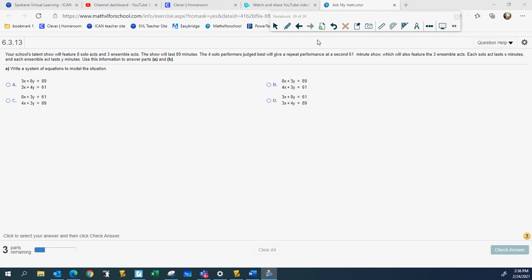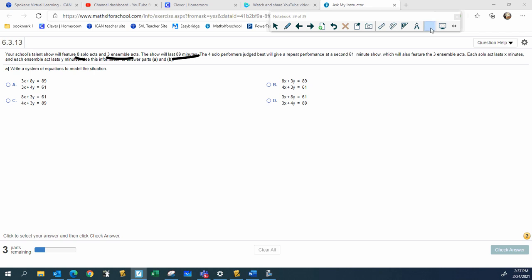All right, Tiffany, for this one, there's quite a few steps to it, so I'll try to be brief as we go through it. First is to identify the model which represents this situation. And for that, what we do is we read through the problem. So your school's talent show will feature 8 solo acts and 3 ensemble acts, and it will last 89 minutes.